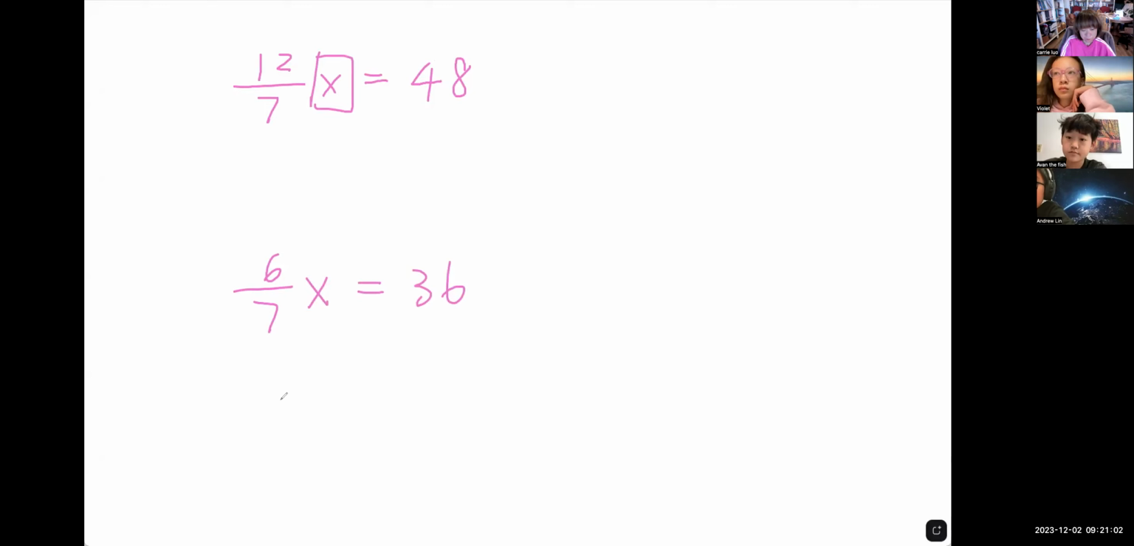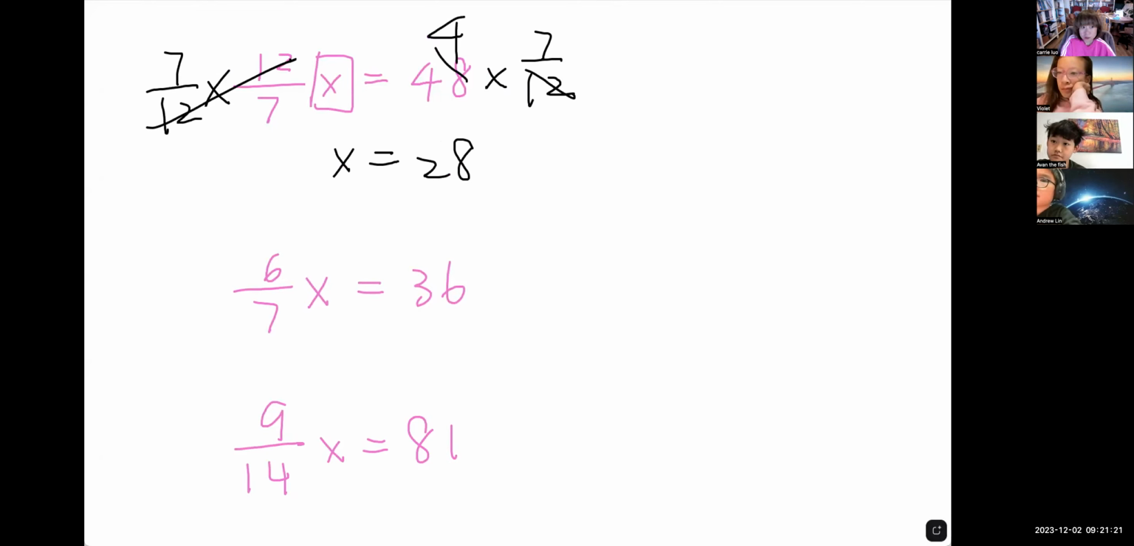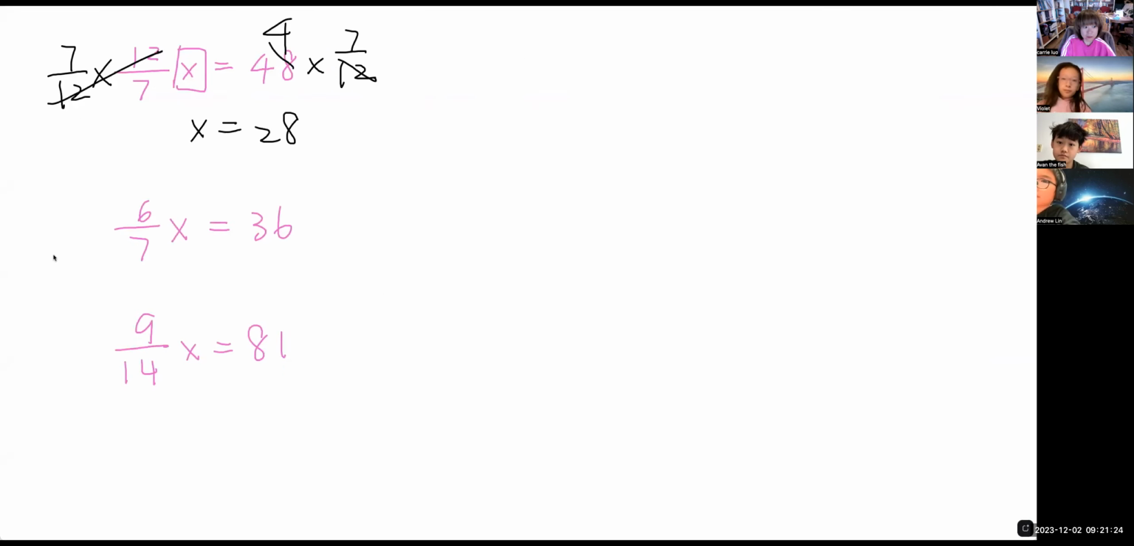So we're going to do some very simple questions, okay? So if I give you 12/7 x equals 48, can you tell me x equals what? Okay, so everybody take a look at this one. Andrew, remember, when we have those, we times 7/12. So this one's gone, so x equals 28. Get it? Okay, so I give you some questions to practice. Is it okay, everybody?